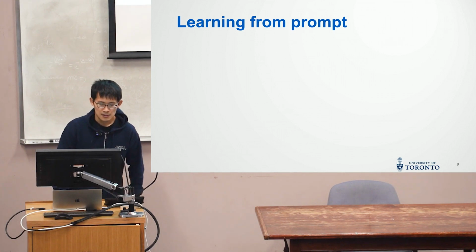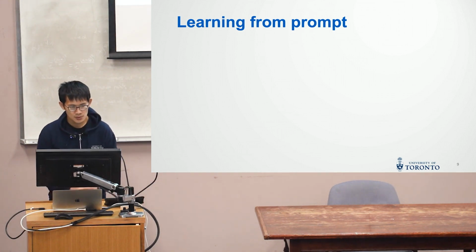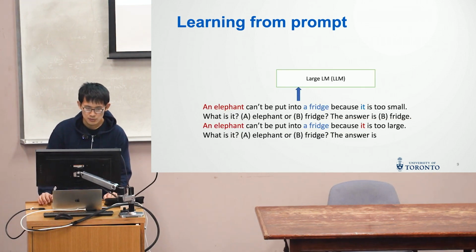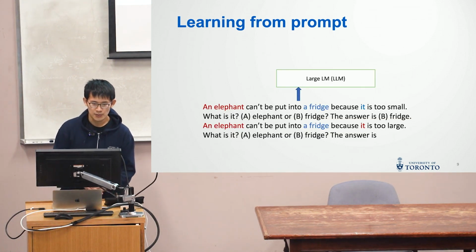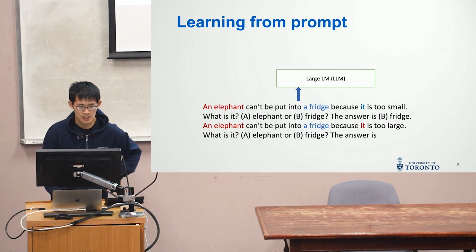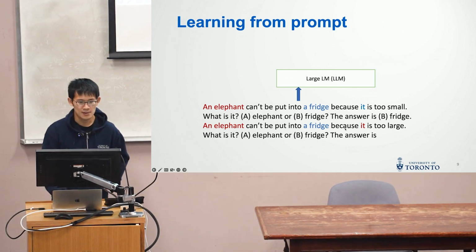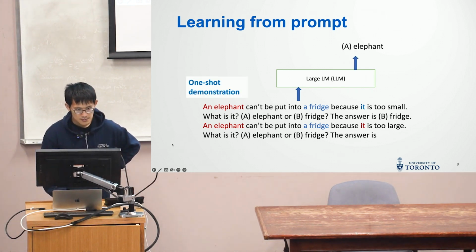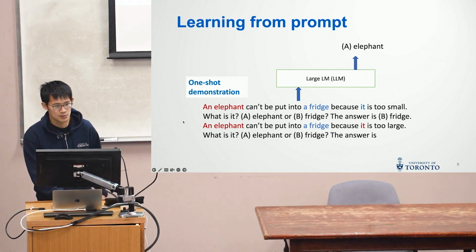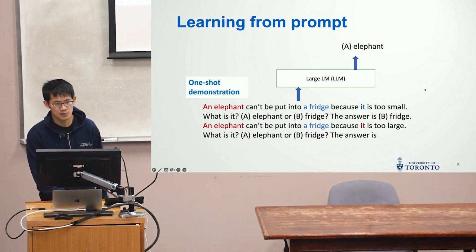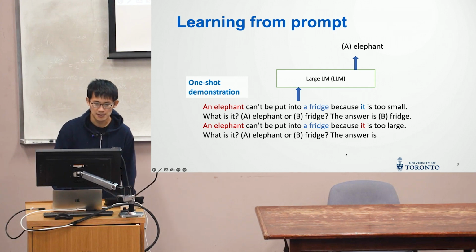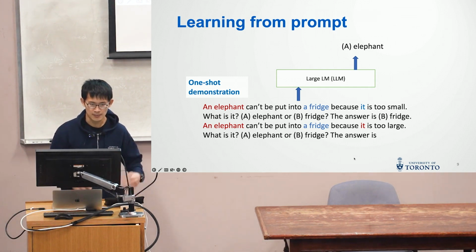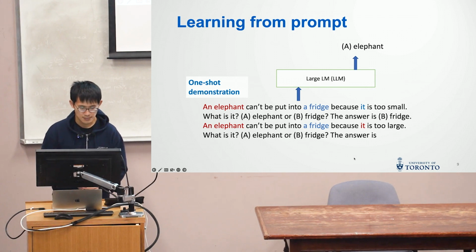But some people realize that you can show some examples in the prompt to improve the performance. So before giving the large language model the question to answer, you can give them one or several examples. So here, this is called one-shot demonstration, which is you give them one demonstration, one example, before asking the language model to continue writing and answering your question.